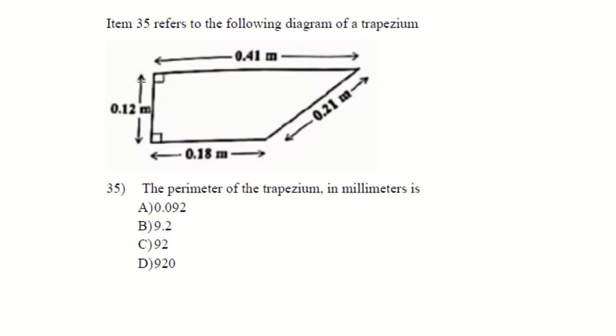Item 35 refers to the following diagram of a trapezium. The perimeter of the trapezium is, simply add this up, right? 0.12, 0.41. So even if it is calculations and you are not allowed your calculator, it's simple calculations, right? 8, 9, 10, 11, 12, that's 12, put the 2 here. 4, 5, 6, 7, 8, 9, 0.92.